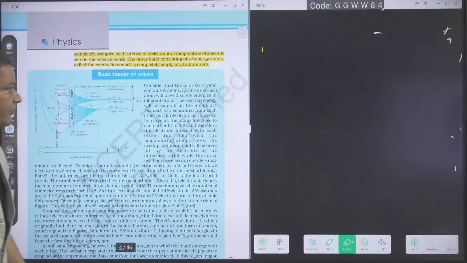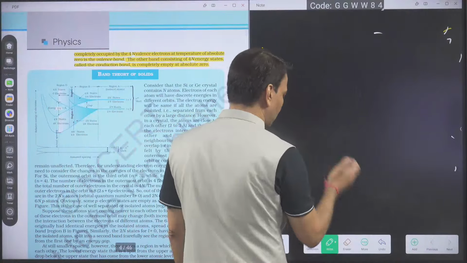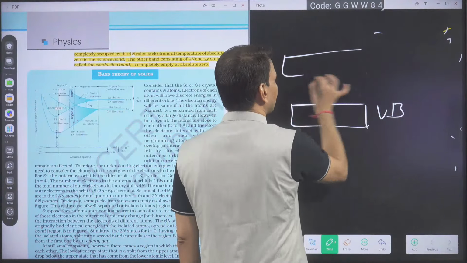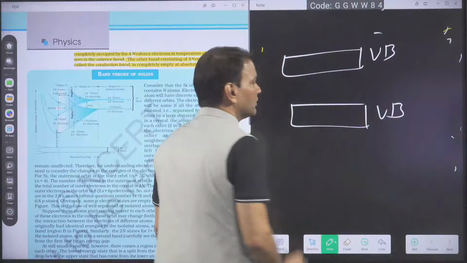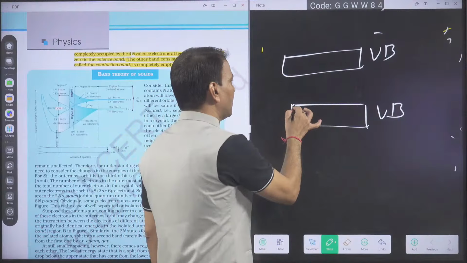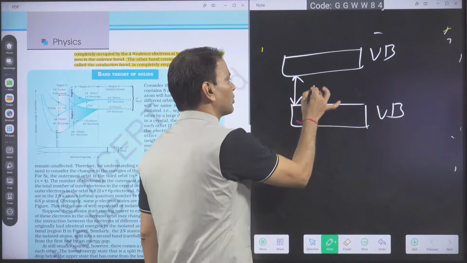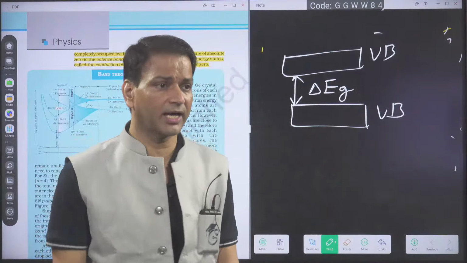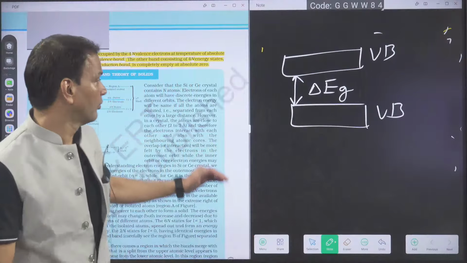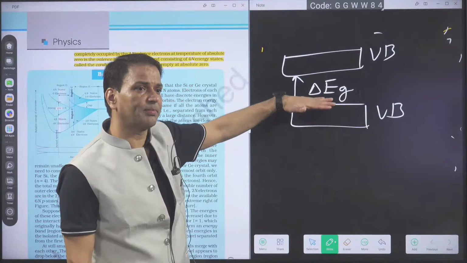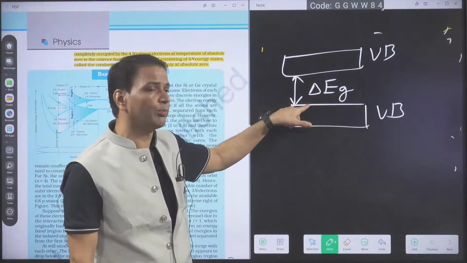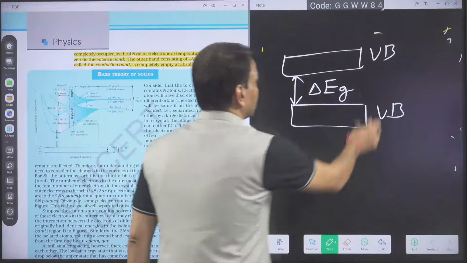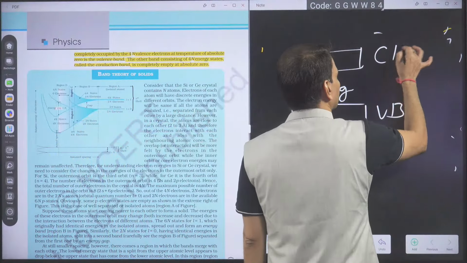Now, one thing we are defining is the band gap. What does band gap mean? Suppose this is the valence band that contains the valence electrons, and the higher energy band is the conduction band. The difference between the top of the valence band and the bottom of the conduction band is called the energy gap or forbidden gap. So what is the energy gap or forbidden gap? It is the energy difference between the top of the valence band and the bottom of the conduction band.